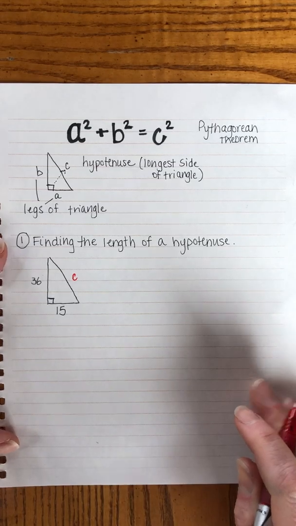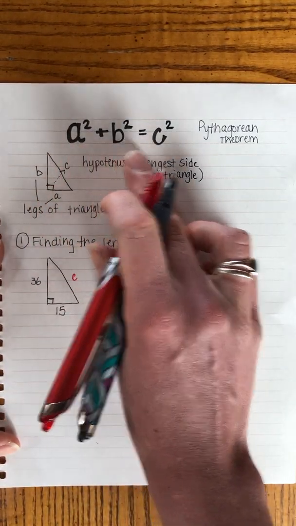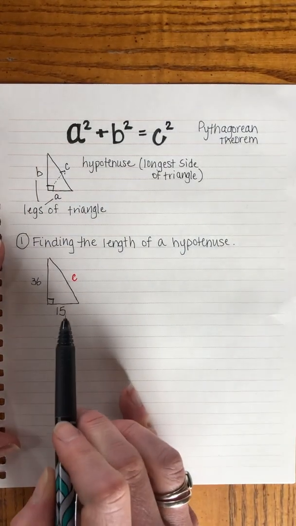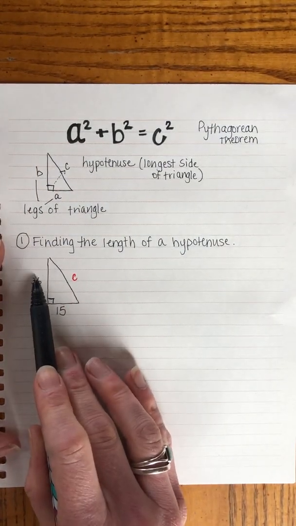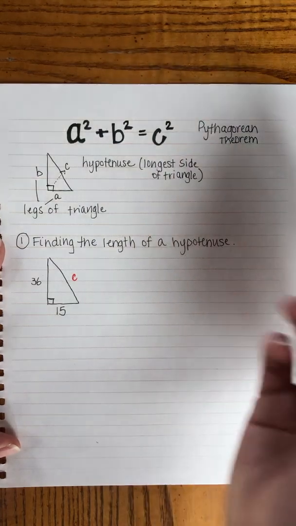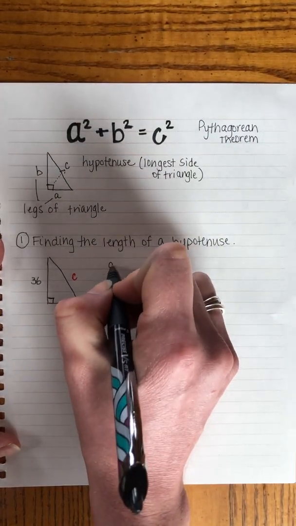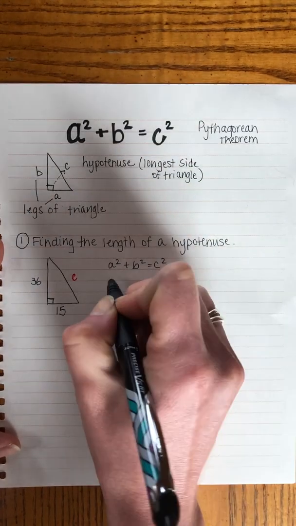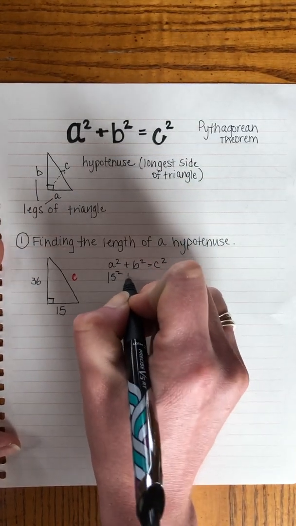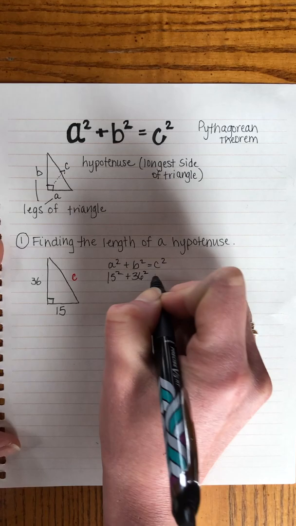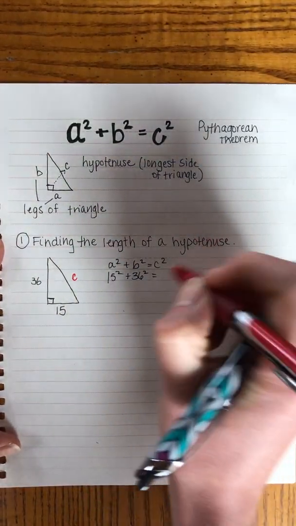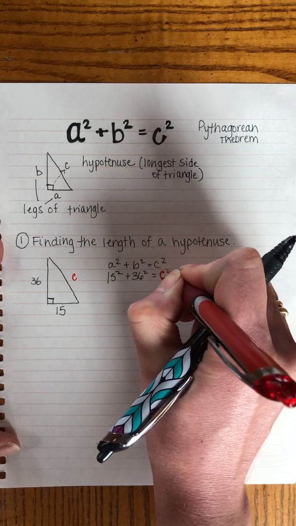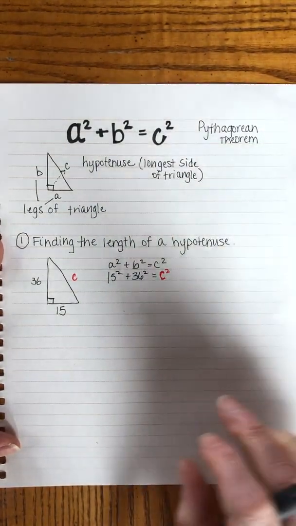So we're going to use the Pythagorean theorem, A squared plus B squared equals C squared, to help us solve this. Now, our legs are 15 and 36, and it doesn't matter which is A and which is B. So I'm just going to order it as 15 squared plus 36 squared equals, and C squared is what we are looking for. We don't know what C squared is yet.